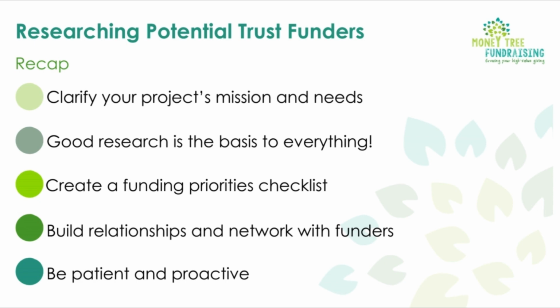Number 3, create a funding priorities checklist to ensure that your project matches the funder's eligibility, application process, grant size, and desired impact. Number 4, build relationships and network with potential funders to improve your chances of success. Even if a trust doesn't accept unsolicited applications, there may still be a way to make your projects more visible, a chance to submit an expression of interest, or a warmer way in via a trustee contact.